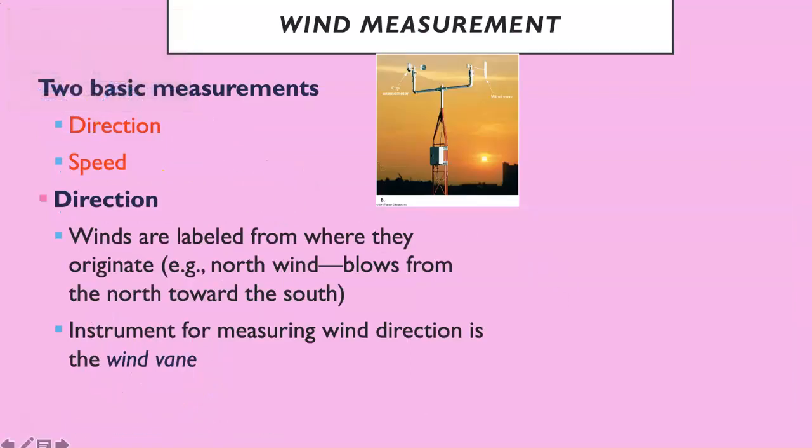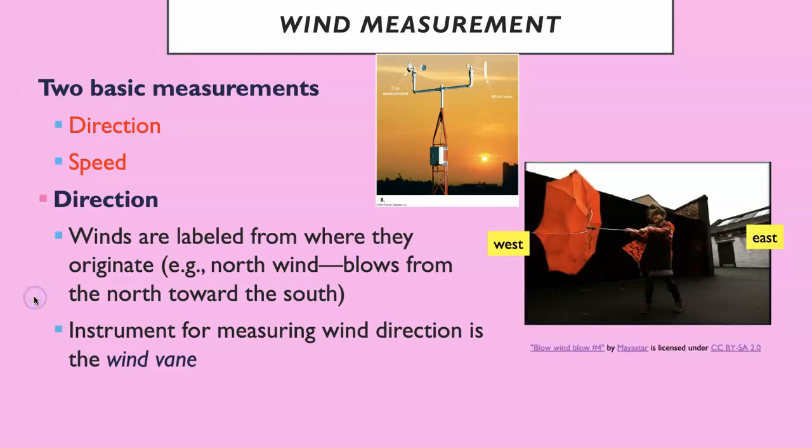So we have two basic types of measurements that we use with wind, and that's the wind direction and the wind speed. The wind speed can be figured out by something called a cup anemometer that spins and then records how fast it's spinning. The direction of wind can be figured out by something called a weather vane that lines up with the direction of the wind motion. What's really important here is that winds are labeled for the direction from which they blow, not towards which they blow. So for example, this girl has an umbrella that's blowing to the left, and we're going to say this is east and this is west. So she is being blown by an east wind. It's coming from the east.